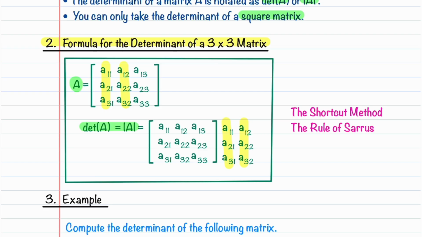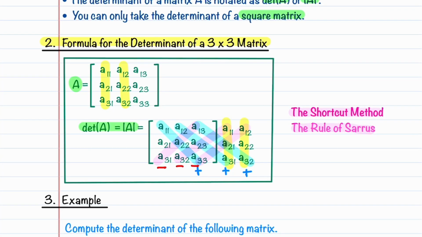Then to find the value of the determinant, what you do is you multiply the entries along this diagonal, and then this diagonal, and you add those three numbers. Then what you do is go the opposite way, starting in the upper right and going to the lower left, and you multiply these numbers, and these numbers. And those numbers you are going to subtract. This is called the shortcut method, and it's also called the Rule of Sarrus.